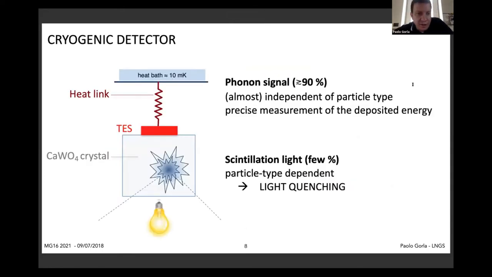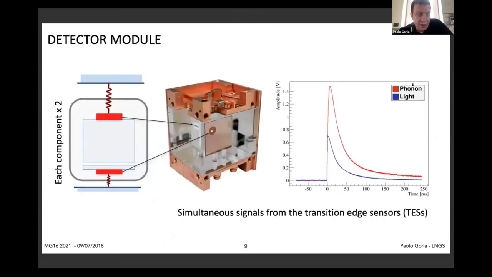In particular, right now, CREST is using calcium tungstate crystals, which have the property of being scintillating crystals. So you get basically a coincident signal of phonons, which collect most of the released energy and provide the information about the deposited energy, and scintillation light, which allows in some way particle identification. So this is one CREST module with the calcium tungstate crystal that collects the interaction and emits the light, and a second cryogenic detector, which is a sapphire crystal, which collects the light. Reading simultaneously the two energies allows for the identification of the energy and of the particle.